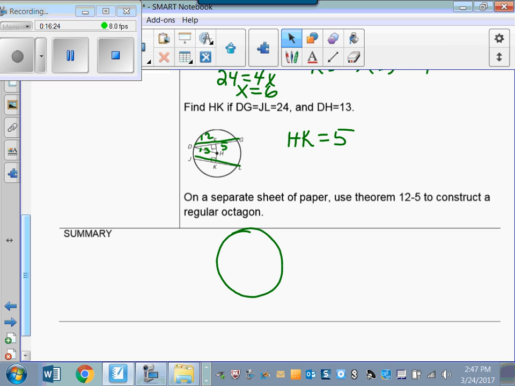So please do give that a try, and we'll talk about it tomorrow if you can't figure out how to do it. And our next lesson will be on inscribed angles. We'll see you then.